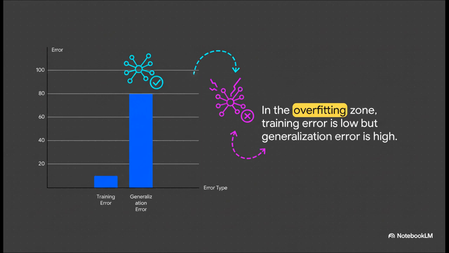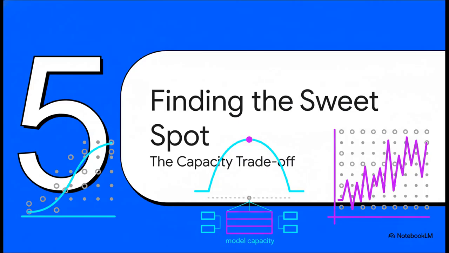The training error is incredibly low. It looks like the model is a genius, but the generalization error is sky high. There's this huge gaping chasm between its practice performance and its actual real-world performance. So we've got underfitting over here and overfitting way over there. How in the world do we find the balance?